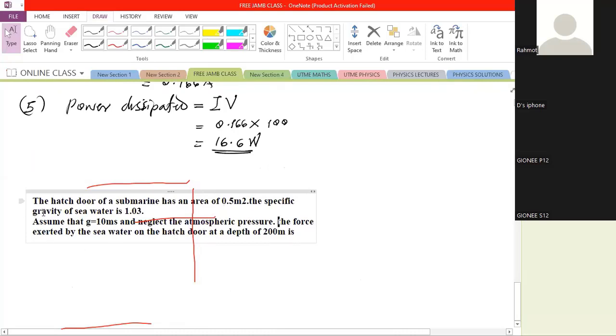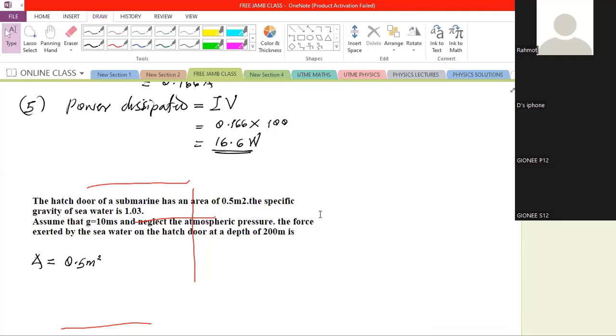But let me look at this question. The earth jaw of the submarine has an area of 0.5 square meter. Now, let me quickly write the data. Don't forget, in the next less than 1 minute, this thing will go off. You'll be logging back with the same link.